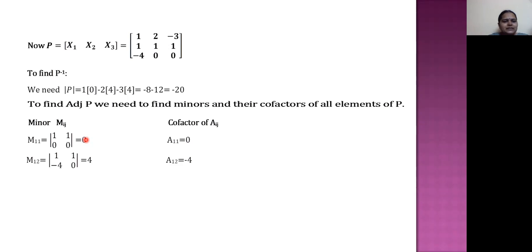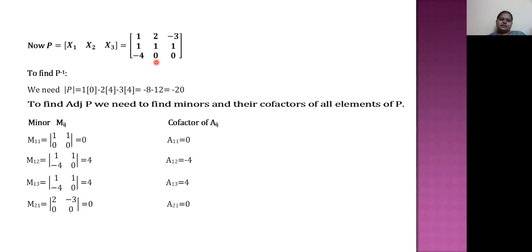M12 is the minor for the second element of the matrix. Delete that row and that column, then we have the 2 by 2 matrix 1 1 minus 4 0, and its determinant is plus 4. Next M13, the last element of the first row: delete the first row and last column, then we remain with 1 1 minus 4 0, and its determinant is plus 4.